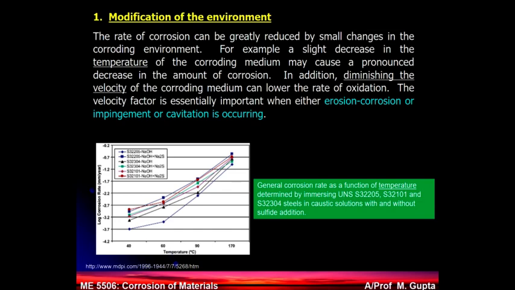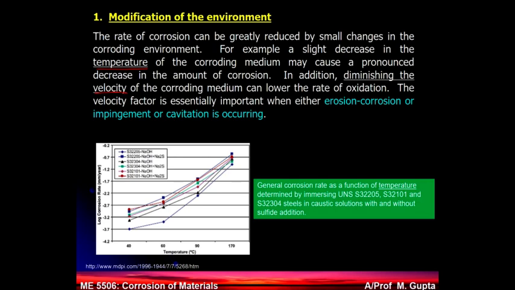Modification of the environment. So what we see here are the two factors. One is the temperature, and another is the velocity. So basically we know that Arrhenius law, the rate of reaction is an exponential function of temperature. So you can minimize the temperature and minimize the reaction. So by that you can minimize the corrosion also. You can also reduce the velocity of the system, and by doing that you can increase the rate of corrosion.